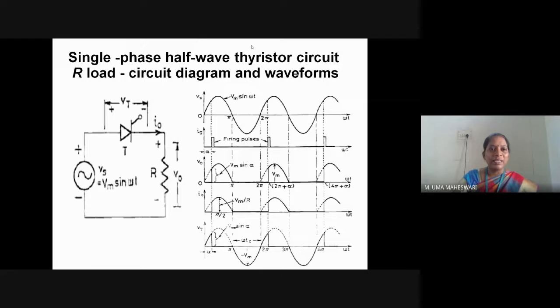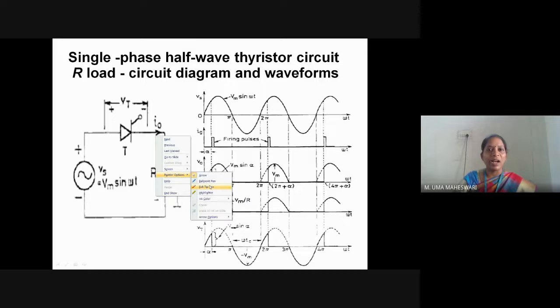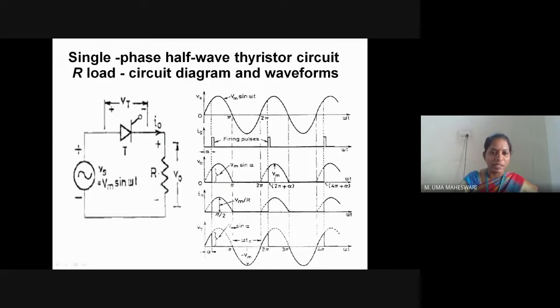Now we will discuss the single phase half wave thyristor circuit for R load. This is the circuit diagram. Here you can see the supply voltage, represented by Vs, which is equal to Vm sine omega t. The supply voltage is connected to a thyristor, and the voltage across the thyristor is represented as Vt. A resistive load R is connected, the voltage across the resistive load is represented as V naught, and the output current is represented as I naught.